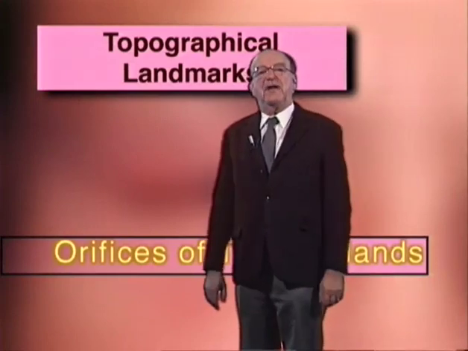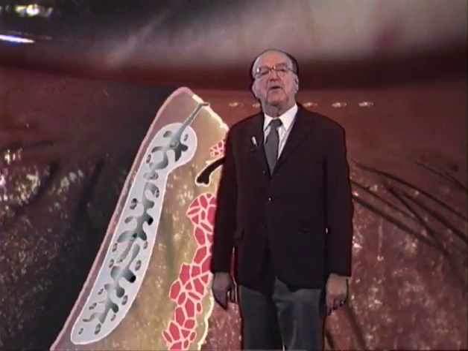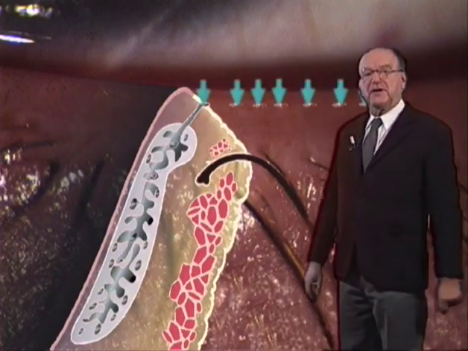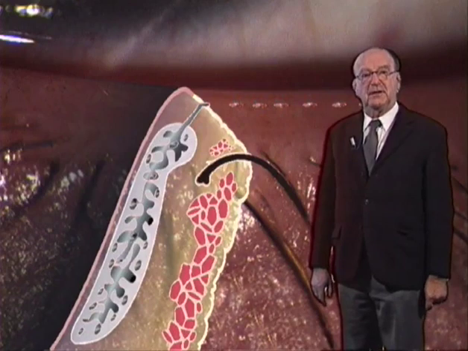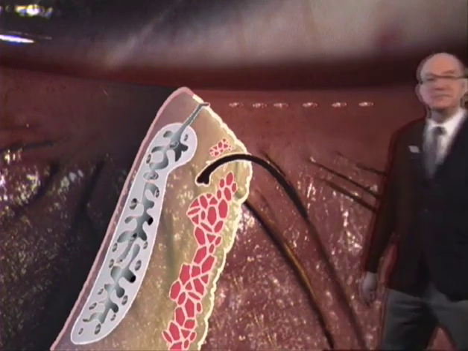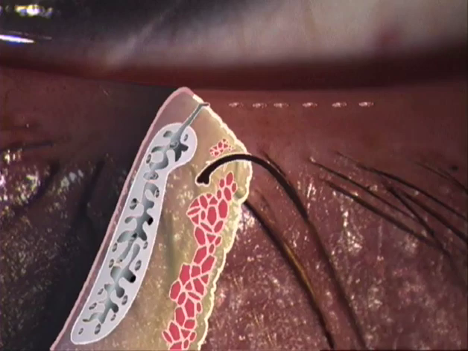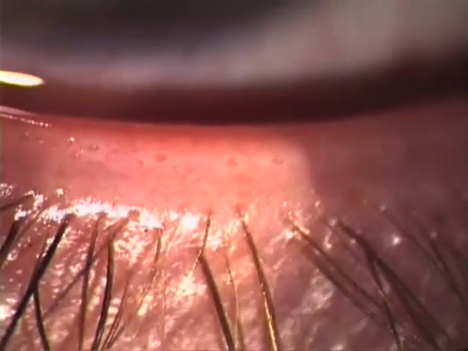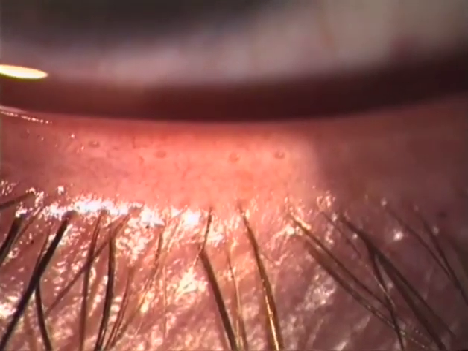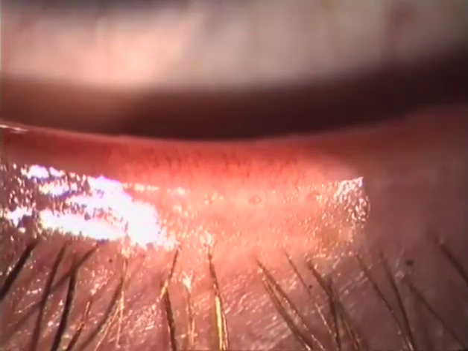The next topographical landmarks are the orifices of the tarsal glands, which appear as dots at regular intervals. The position of these orifices determines where the secreted sebum will be active. Usually, the orifices stand in a single row. But ectopic glands may occur.